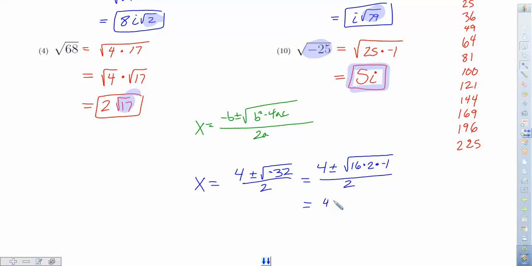Be able to write that as 4 plus minus square root of 16 would be 4. Square root of negative 1 would be i. And then you'd have the square root of 2 left over, and then divided by 2. And then guess what you can do here? You can reduce this fraction, because really this guy right here, this 4, and then after the plus minus sign, this 4i square roots of 2, both of those two guys are being divided by 2.